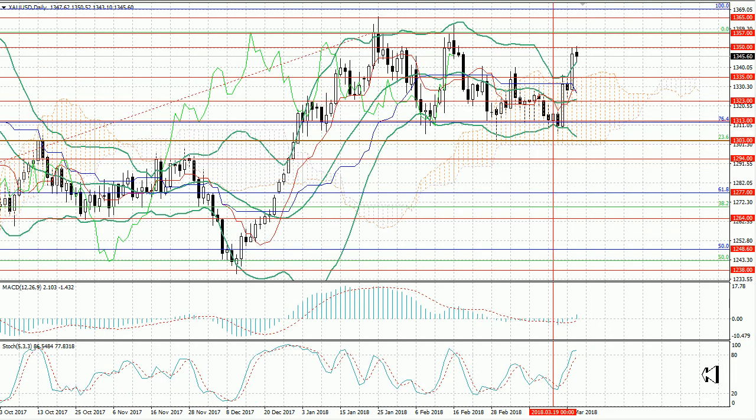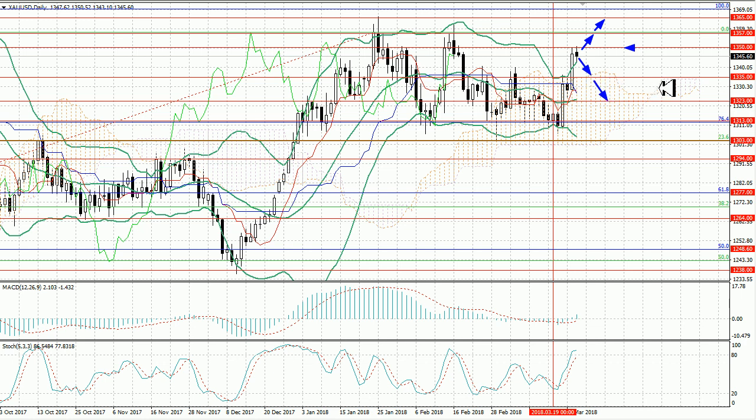Quotes of gold last week rose to the level of 1350 amid the beginning of the trade war between the US and China. The breakout of this mark will give the prospect of further growth to the levels of 1357 and 1365. However, overrun of the price chart beyond the upper line of Bollinger Bands indicates the possibility of a downward correction to the levels of 1335 and 1323.